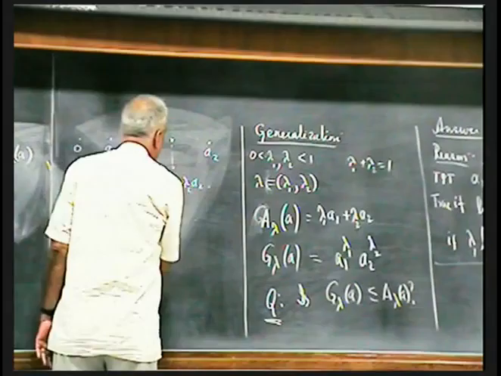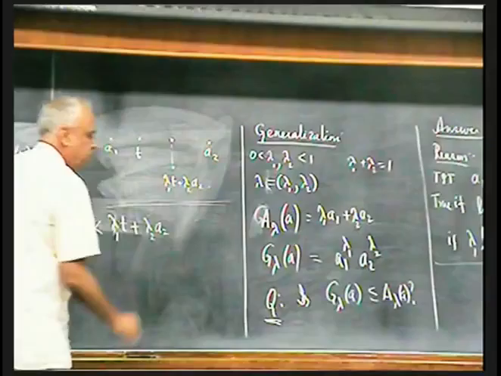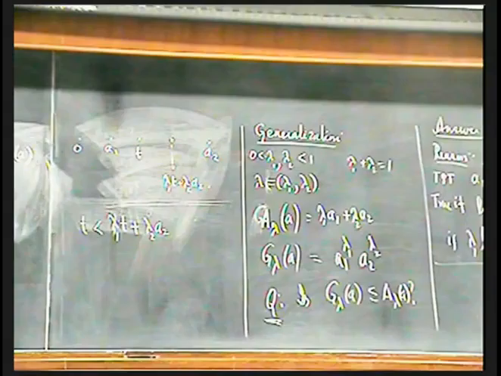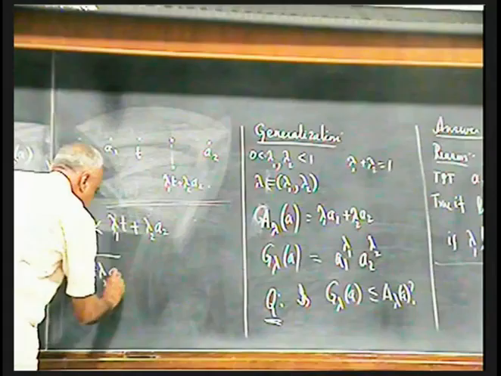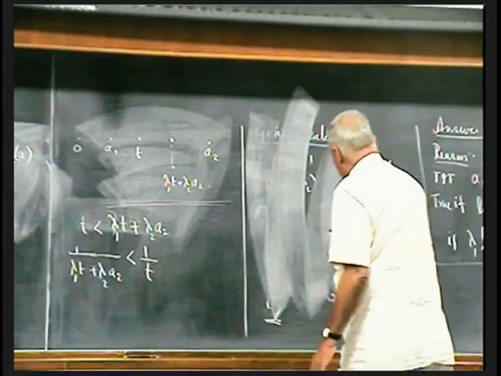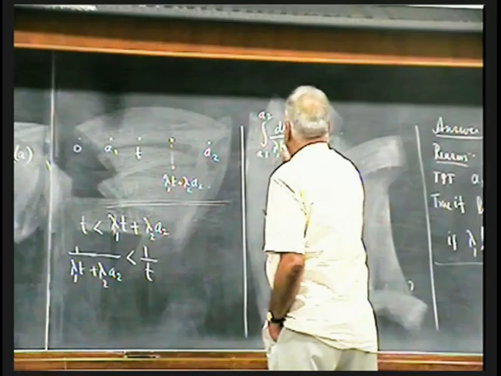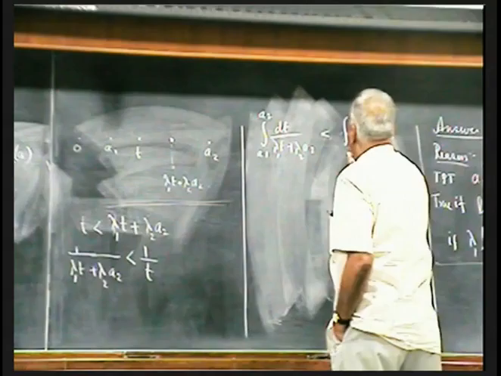Now what can we say? Therefore t is less than lambda 1 t plus lambda 2 a2. Therefore 1 over lambda 1 t plus lambda 2 a2 is less than 1 over t. The job is done. Just integrate, you get the result. So now we integrate both sides. Both are now real valued continuous functions, etc. Let's assume all that is known. So the integral from a1 to a2 of dt by lambda 1 t plus lambda 2 a2 is less than the integral from a1 to a2 of dt by t.